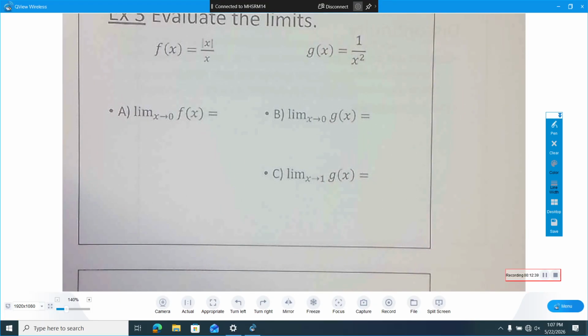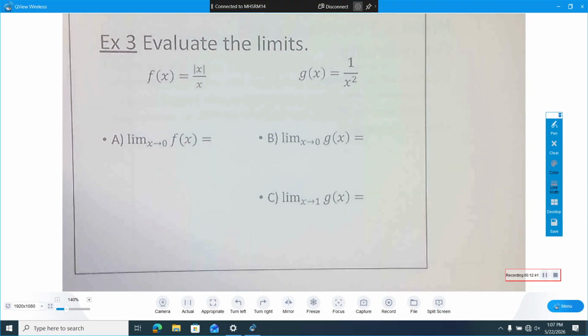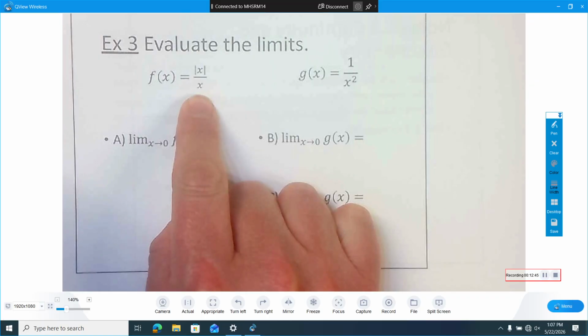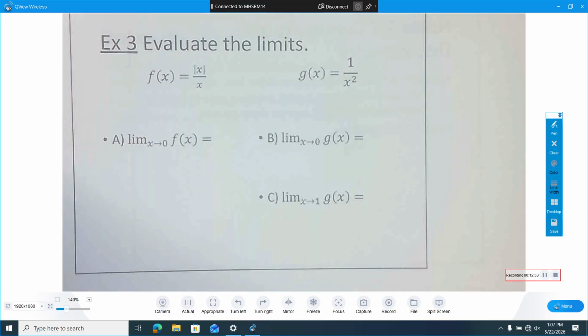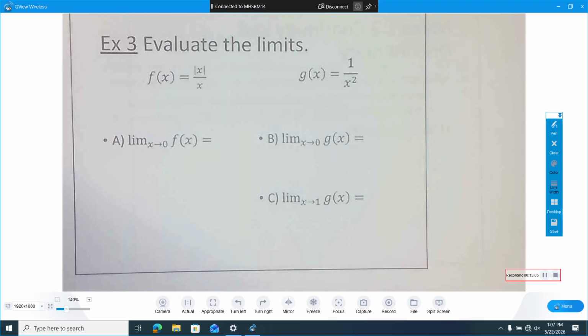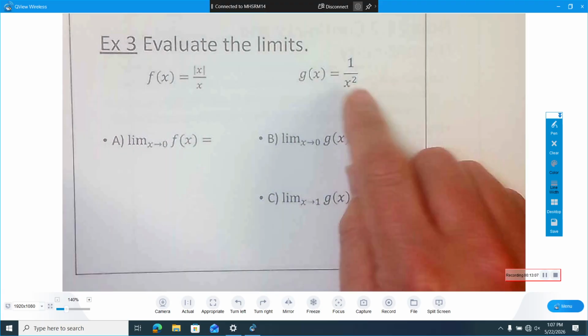Example 3. Evaluate the limit. So we have our f function. Hey, what does that look like? I'm trying to think of the word. Yeah, so the horizontal lines, all right? One side is -1, one side is +1. These are exactly the same. We're going to get 1 or -1. That's all it's going to give us.